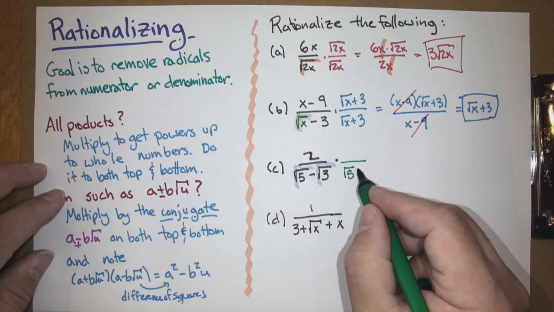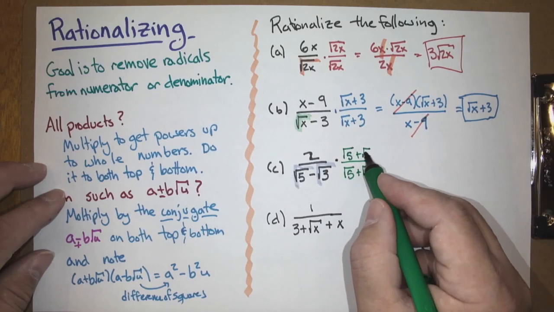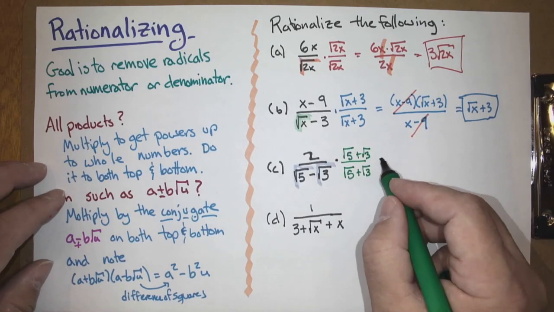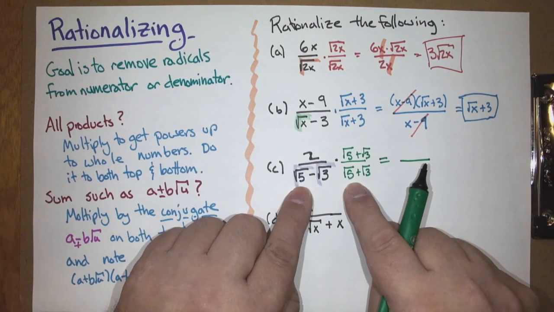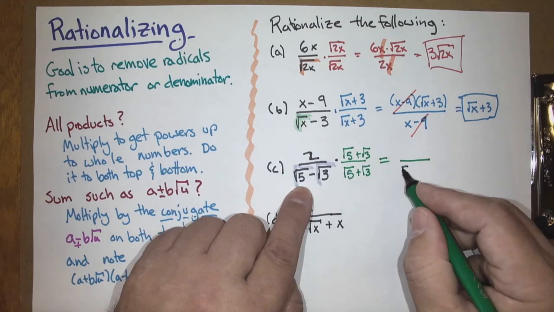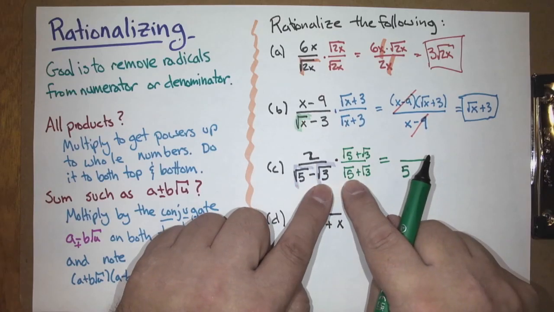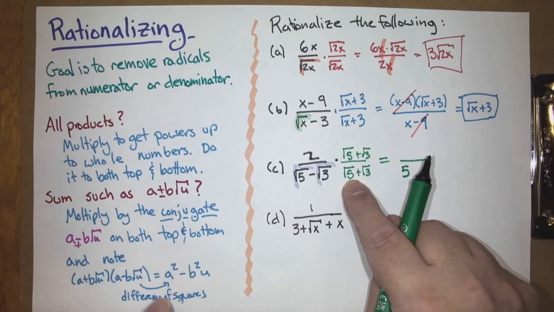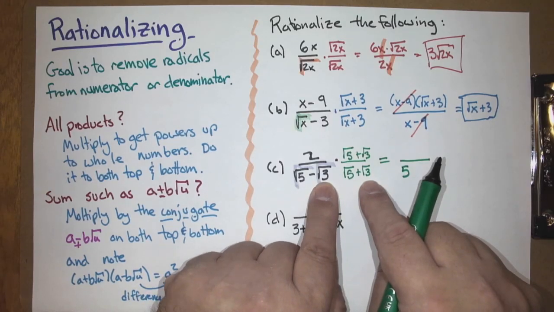Yeah, square root of 5 plus square root of 3. Do it upstairs and downstairs. Okay, what's going to happen? Well, let's talk about the downstairs. Square root of 5 times square root of 5 is 5. Square root of 5, square root of 3, minus square root of 3, square root of 5: 0. They cancel. That's the point of this difference of squares. The middle terms cancel. Minus square root of 3 times square root of 3?